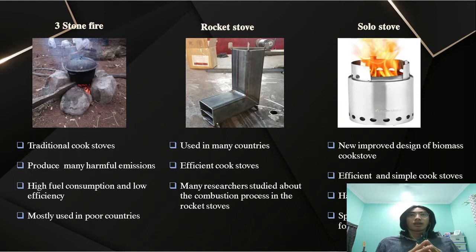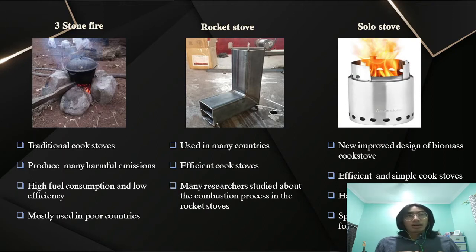Next, we have two modern stoves, which are the rocket stove and the solar stove. The rocket stove is now used in many countries, and it is a very efficient cook stove. Many researchers have studied the combustion process in the rocket stove, and it has been improved from time to time, so the rocket stove has become more and more efficient until today.